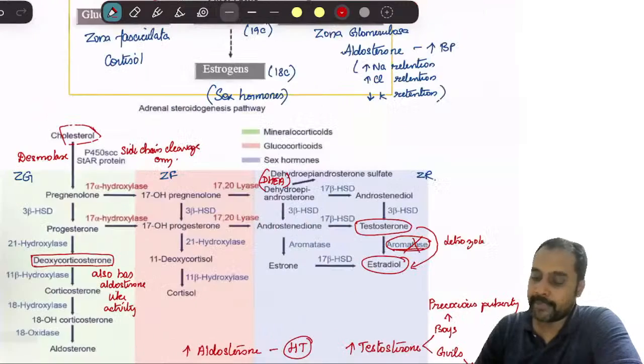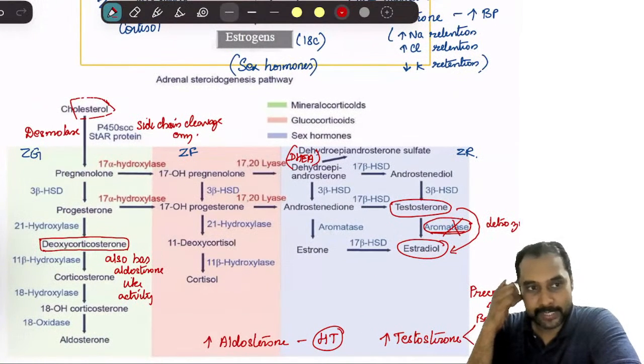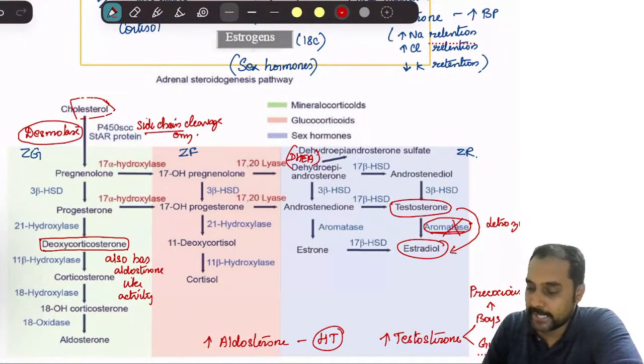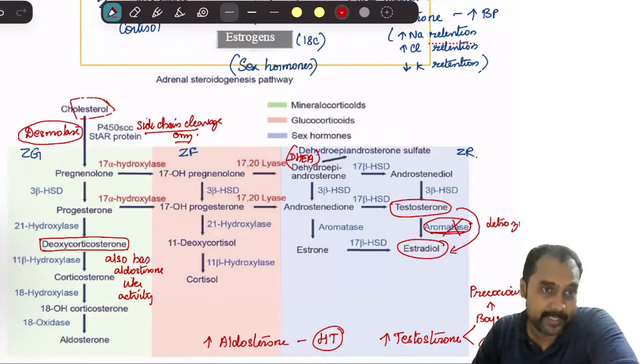So this is our pathway. Okay, fine. So what is the first enzyme? The first enzyme will be desmolase. That's what I taught you. Side chain cleavage enzyme. The other name is desmolase.